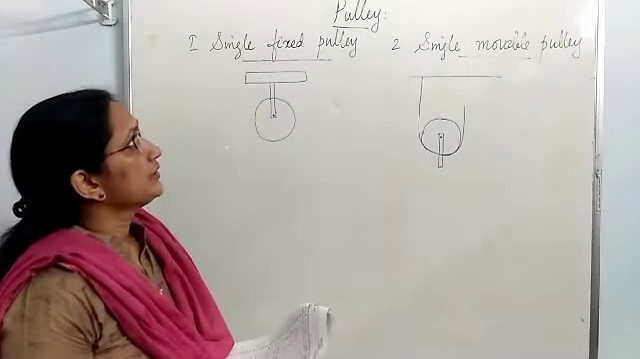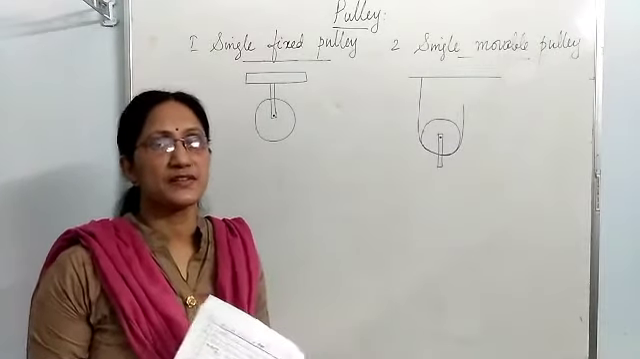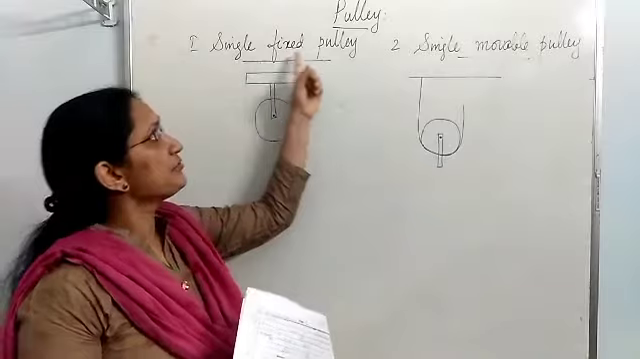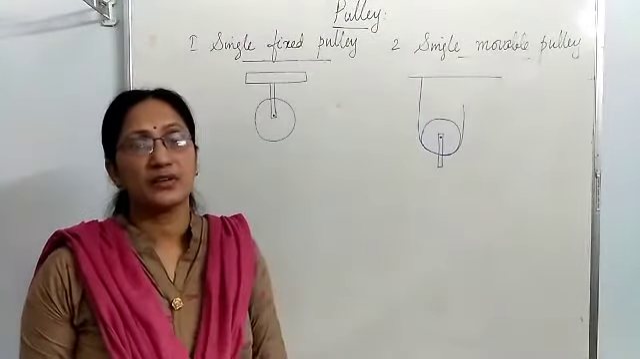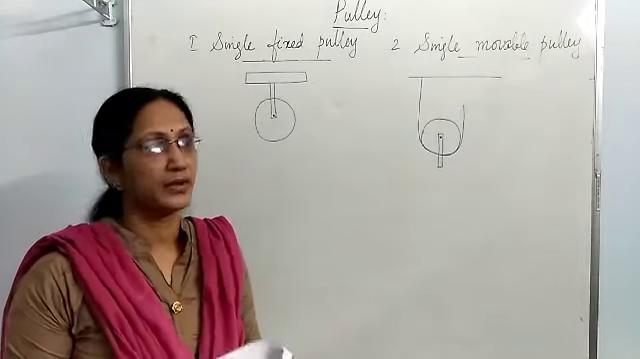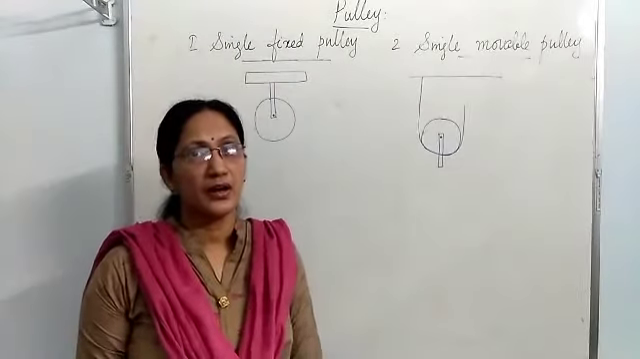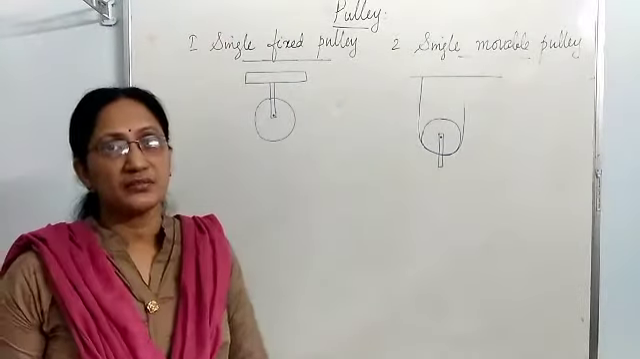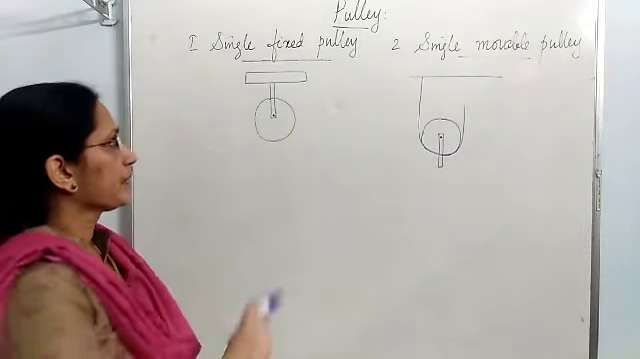In your syllabus you have to study three types of pulley systems. First, the single fixed pulley, then the single movable pulley, and third, the block and tackle pulley system. First we will discuss the single fixed pulley. What is its utility? What is its MA, VR? These things we will see now.